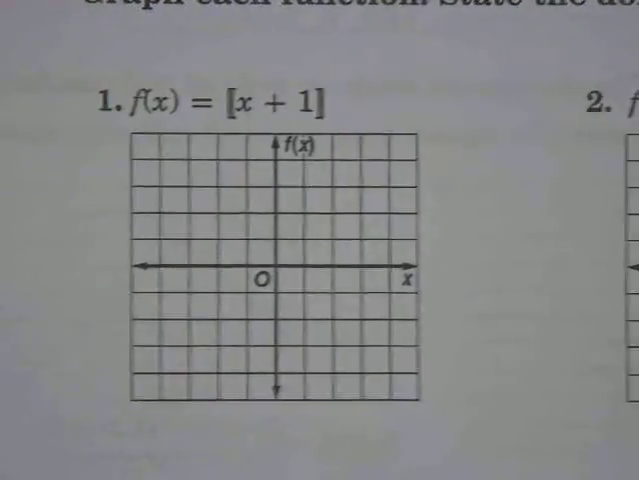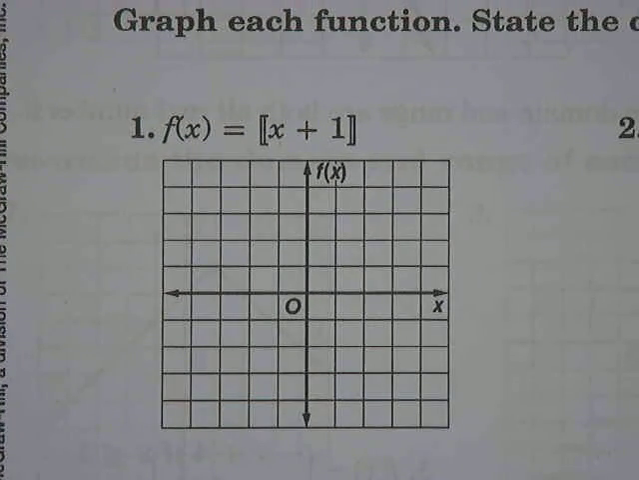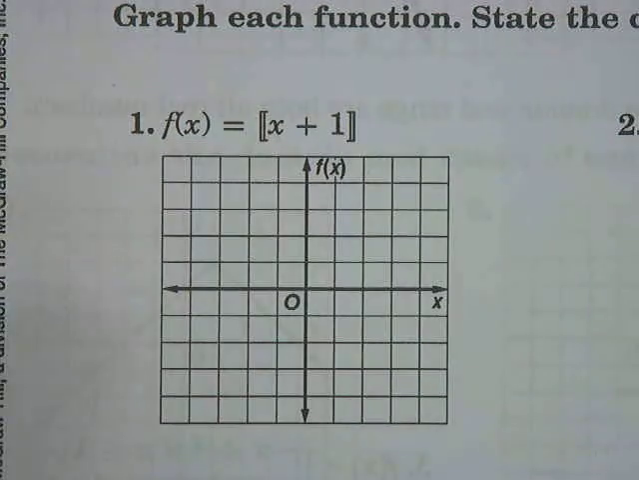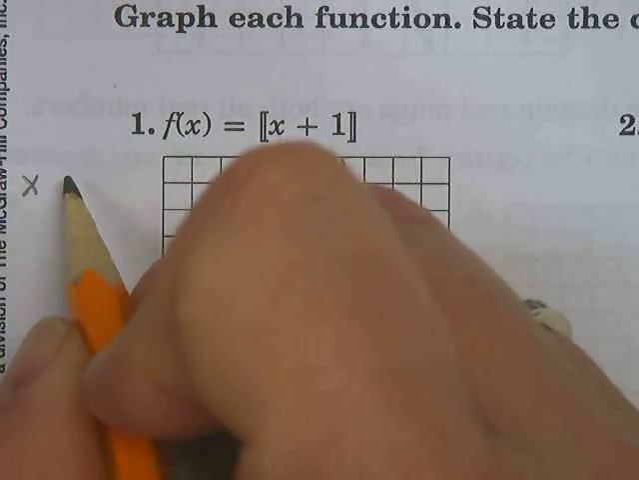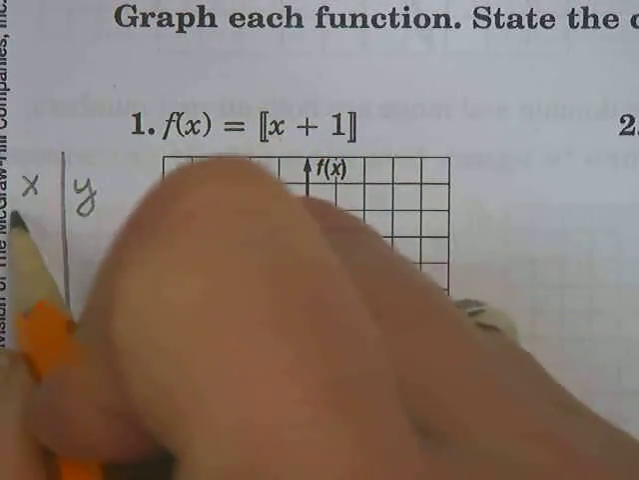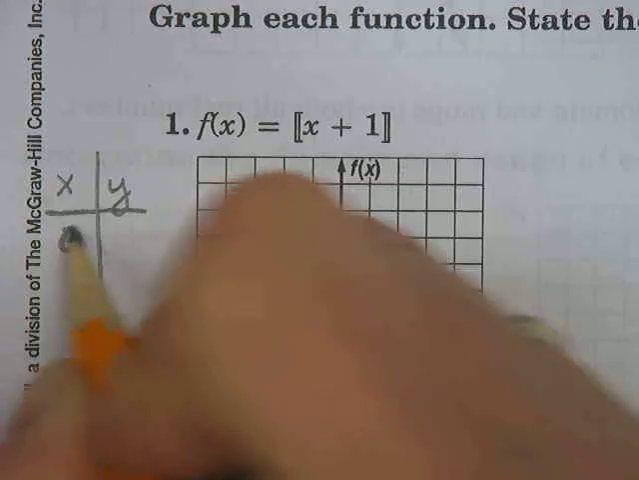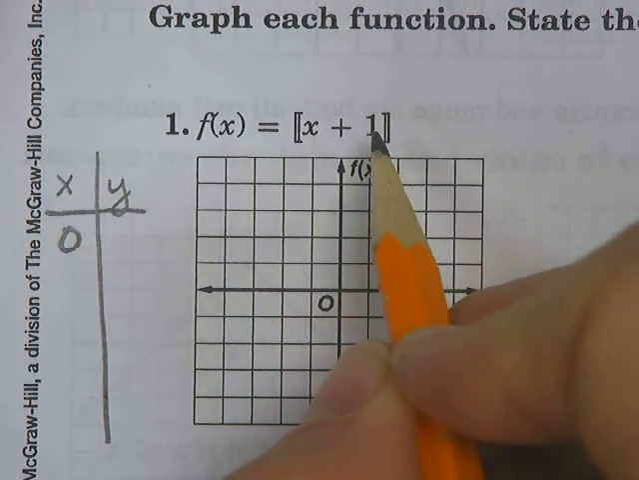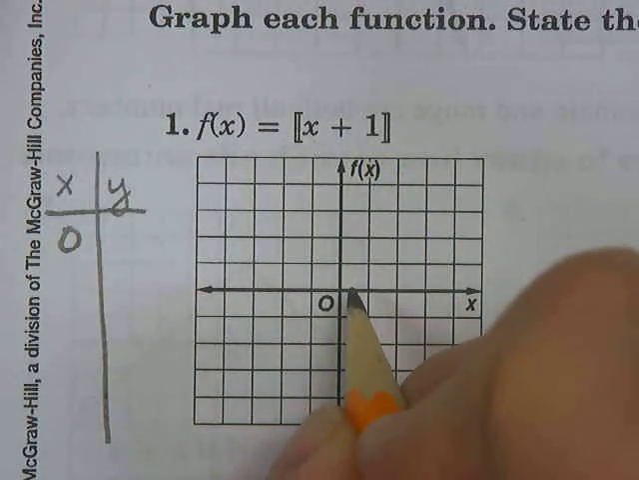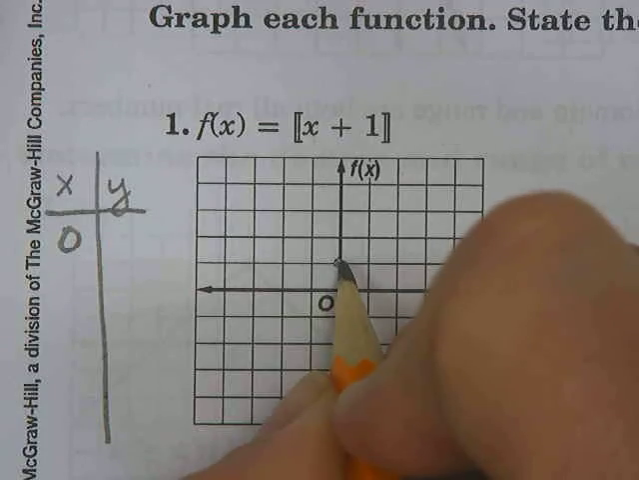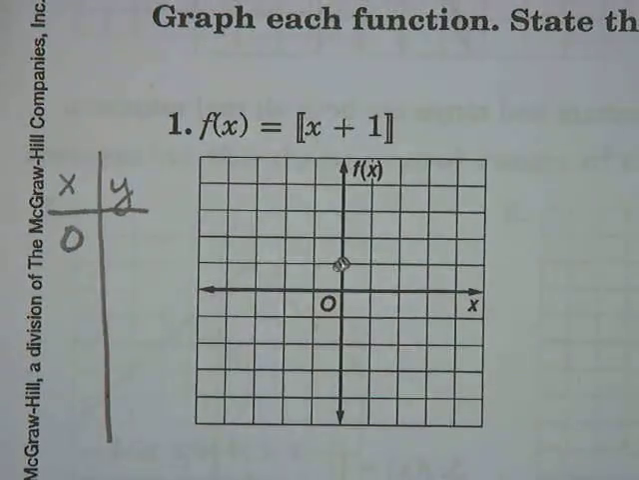Okay, let's try one. So we want to get an idea of what's happening here. So let's pick some values. Let's start with when x is 0. So when x is 0, 0 plus 1 is 1. The greatest integer less than or equal to 1 is 1. So we're going to go to 0, 1. Put a dot.